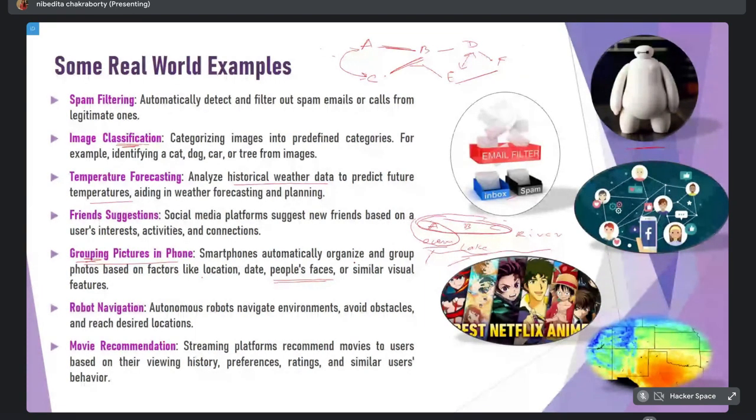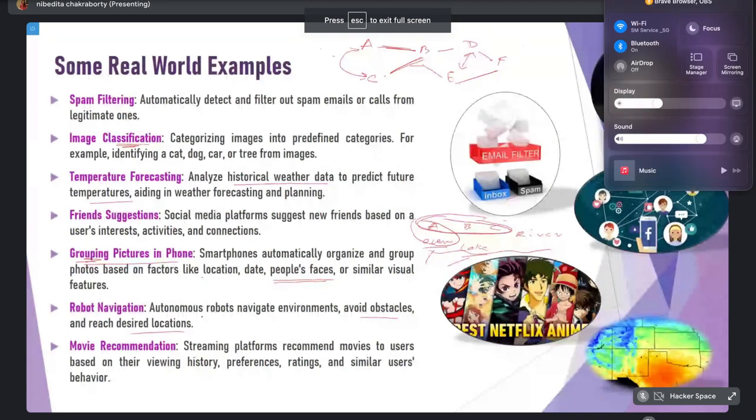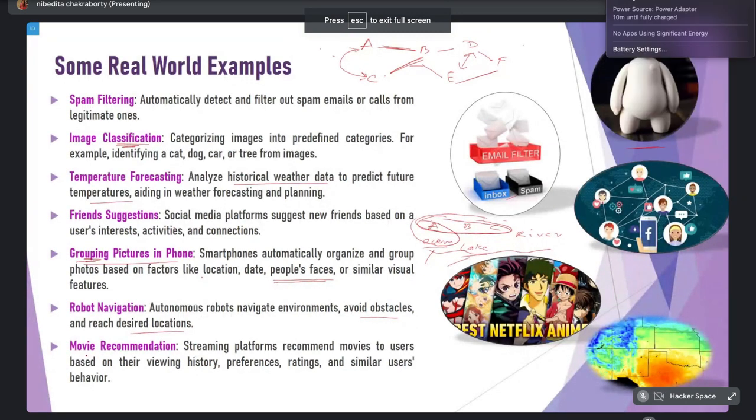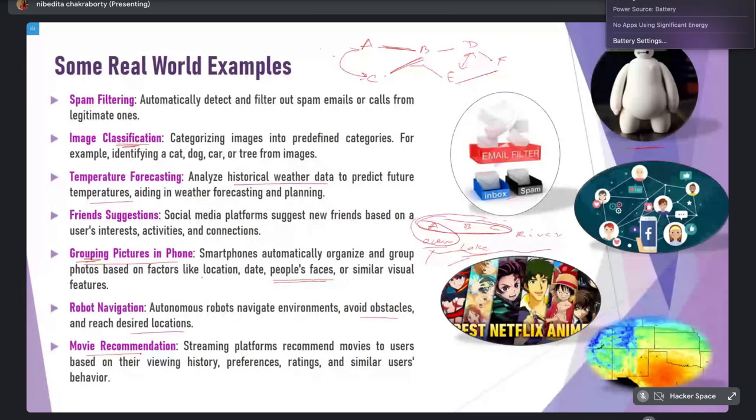Okay, so the robot navigation, as we see, they can understand whether there is an obstacle and which desired location they want to reach. Then there is movie recommendation. So let me ask you a question. Can the same kind of algorithm be used for movie recommendation and friend suggestion?